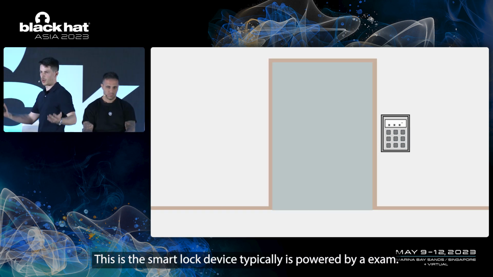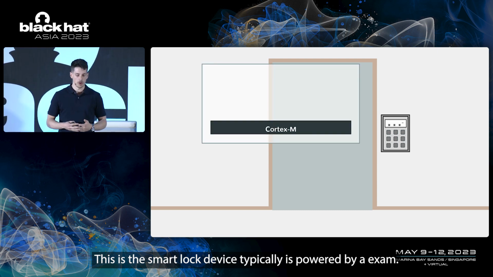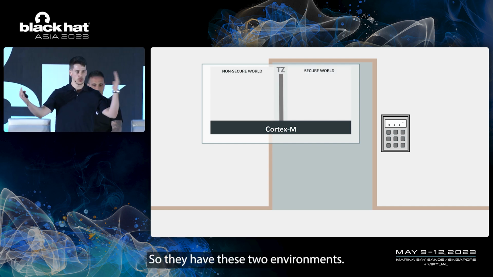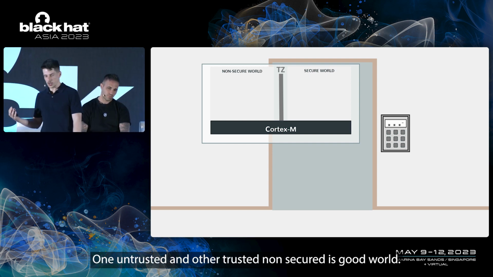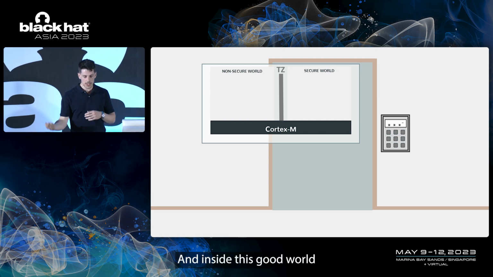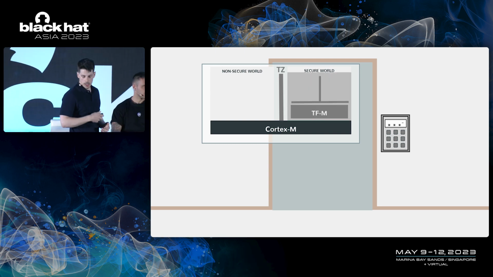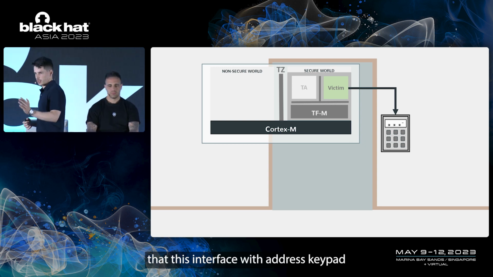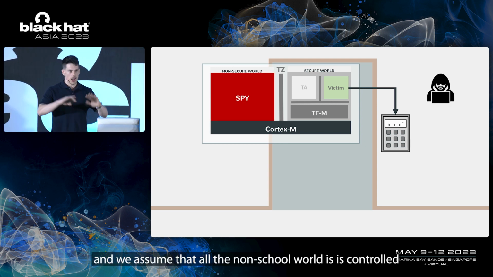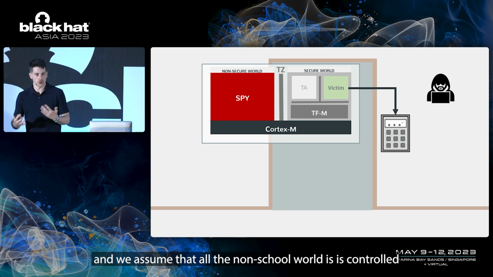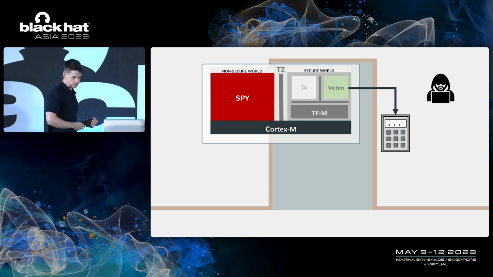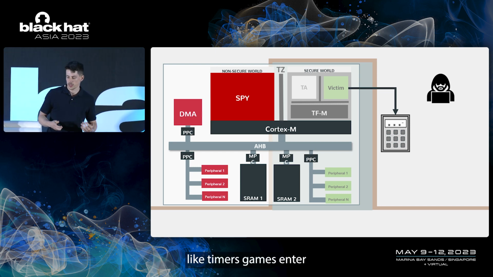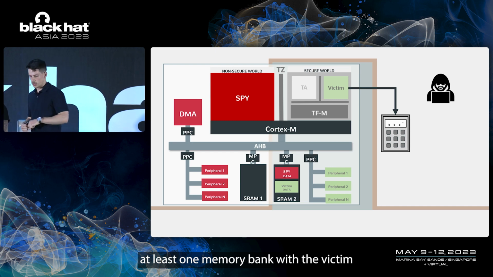This smart lock device typically is powered by a Cortex-M, and we target the state-of-the-art Cortex-Ms that have TrustZone. So they have these two environments, one untrusted and another trusted, called the non-secure and secure world. Inside the secure world runs a firmware, TF-M, and on top of TF-M runs our smart lock application, that is the victim. It interfaces with a trusted keypad, and we assume that all the non-secure world is controlled somehow by the attacker. The attacker also has access to a set of peripherals like timers and DMAs, and shares at least one memory bank with the victim.